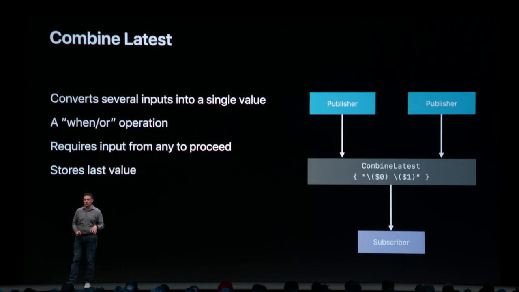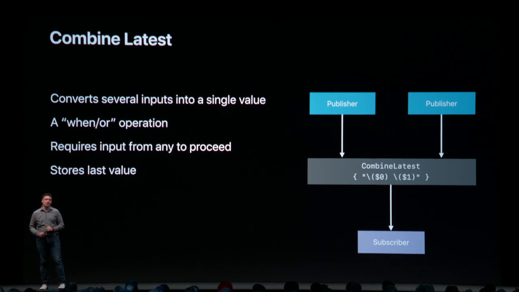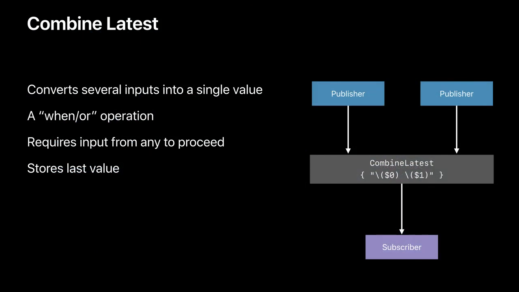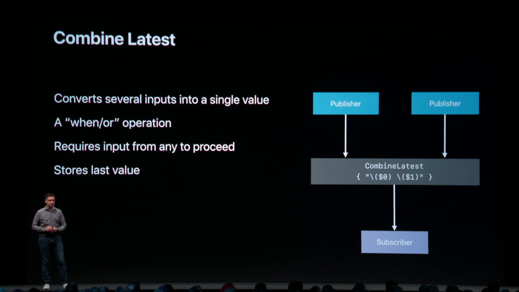Like Zip, it converts several upstream inputs into a single value. However, unlike Zip, it requires an input from any of its upstreams to proceed, making it a kind of when-or operation. In order to support that, it stores the last value that it's received from each upstream. And it's also configured with a closure that lets you convert that into a single downstream value.